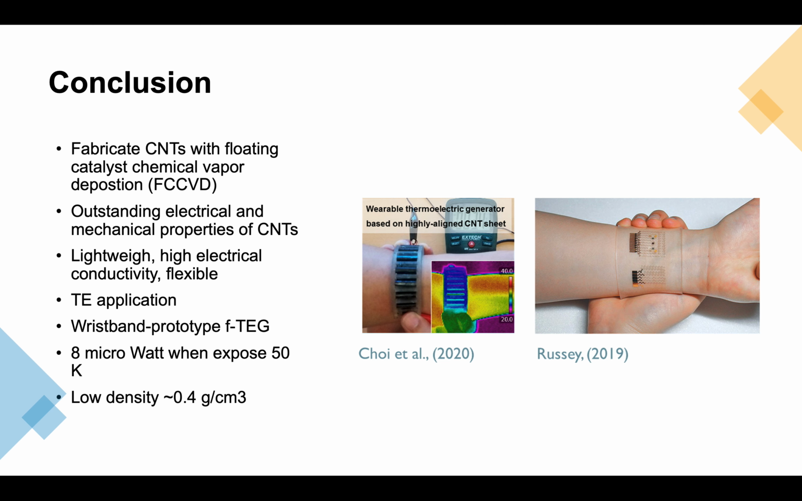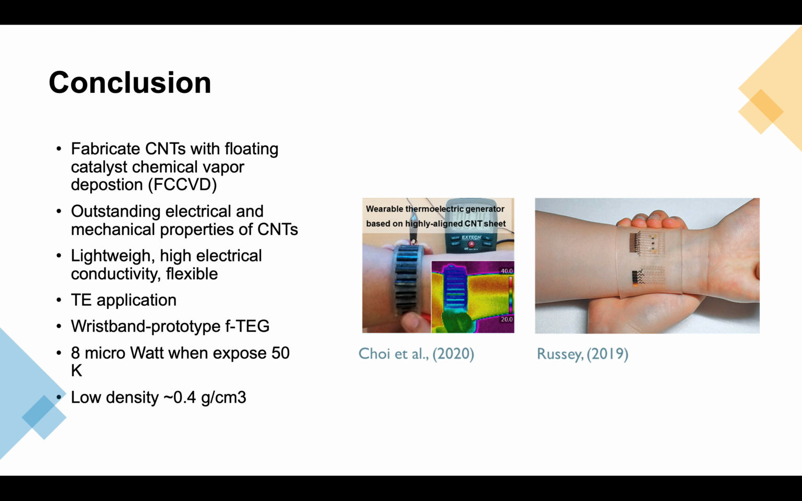First one, traditional stacked. Second is disordered single wall carbon nanotube sheet. And the third one is aligned carbon nanotube sheet interconnected by the silver.